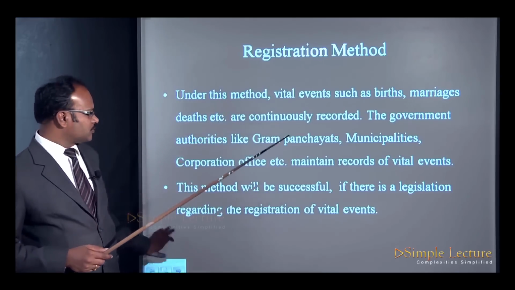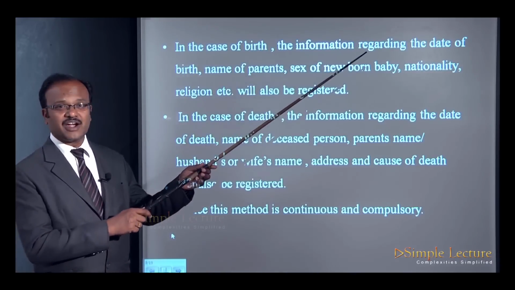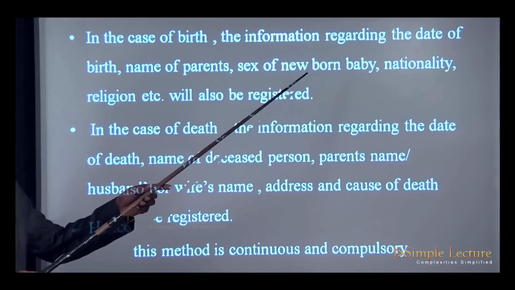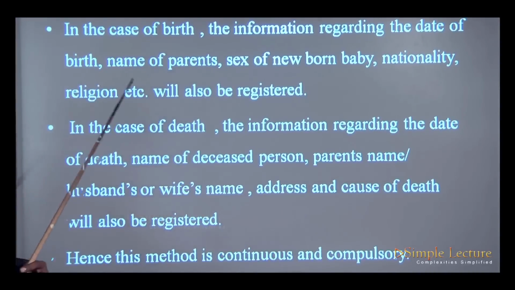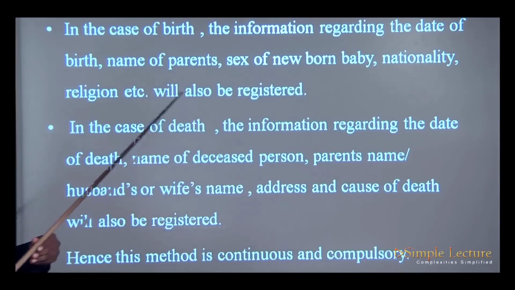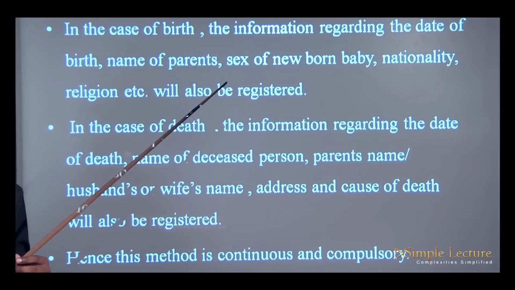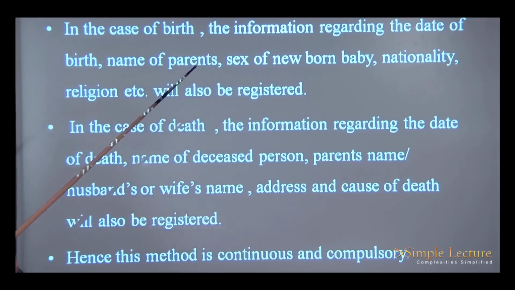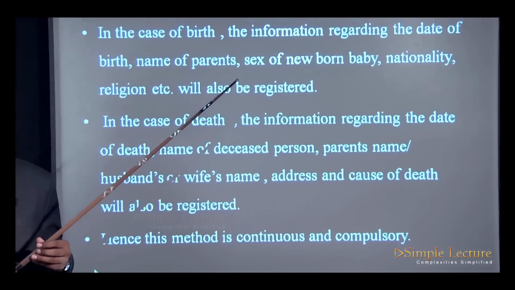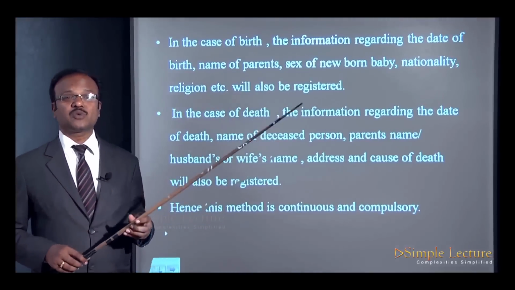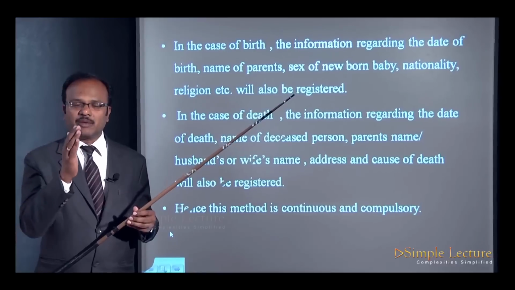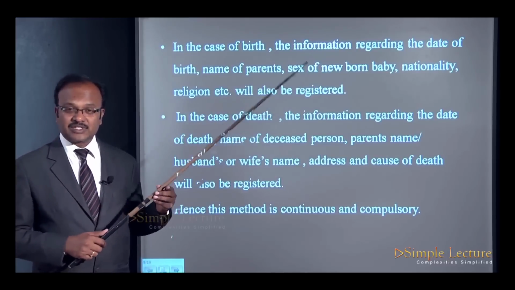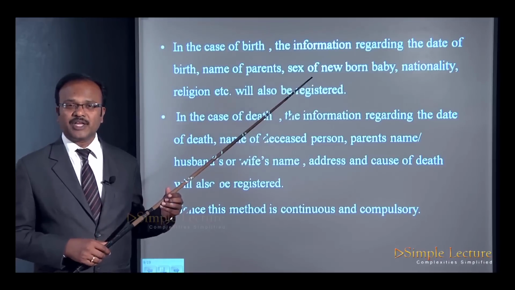right? Okay. Now, in the case of birth, the information regarding the date of birth, the name of the parents, the sex of the newborn baby, the nationality, religion, etc. will also be registered, so that you will get additional details about that particular birth. Many a time you must have seen in the municipality offices, when you go to get the birth certificate of the child, they will ask whether you have named your child. That way, even the name can be registered, so that the same name continues till the death of that person.